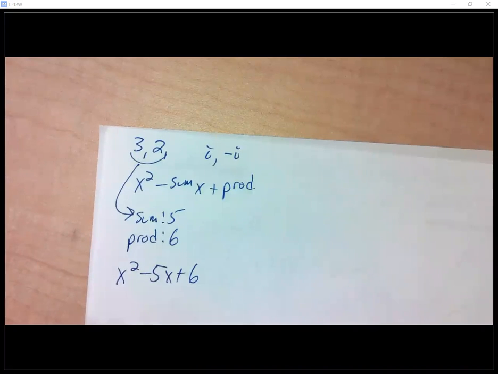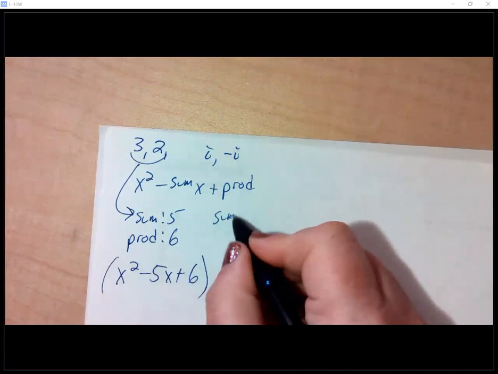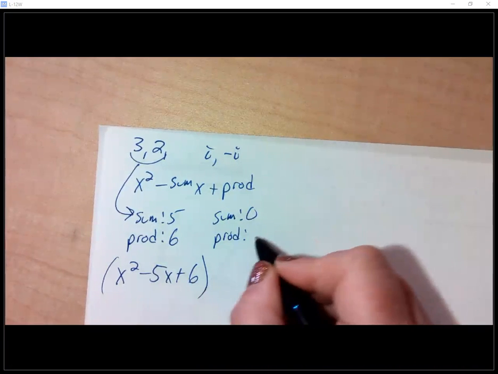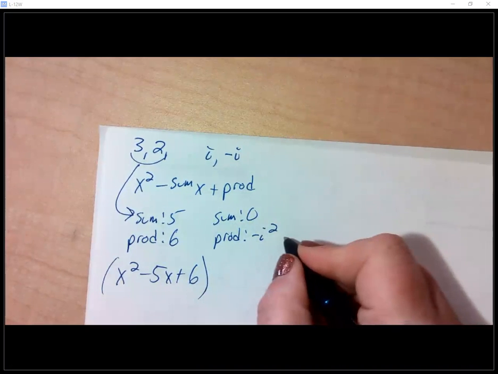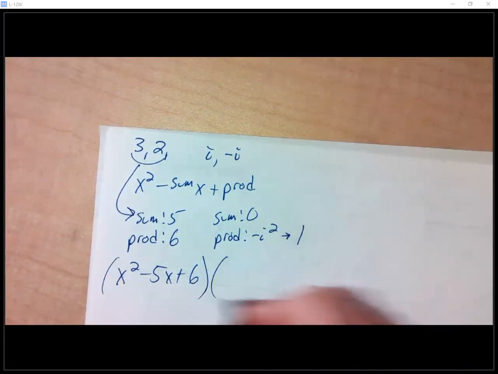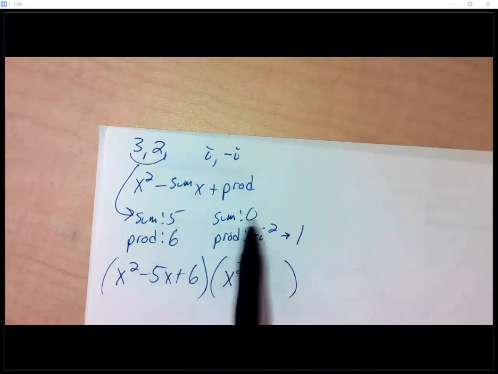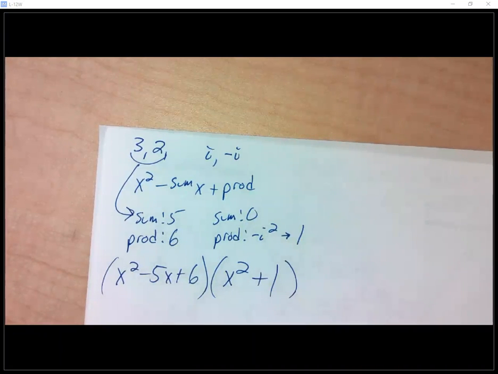So there's that one. Then I do the same thing for this. The sum of these two is just 0. The product of these two is negative i squared. What's negative i squared really? Positive 1. So that turns into x squared, and then minus the sum, which isn't even there because it's 0, plus the product. Now I just have to multiply these two things together, and I will have my answer.